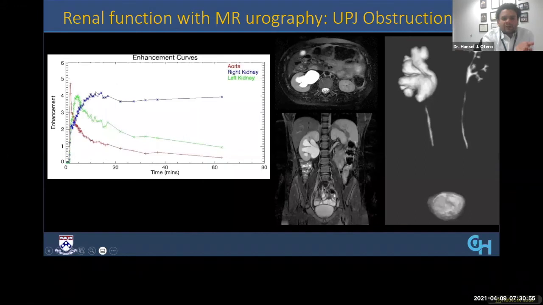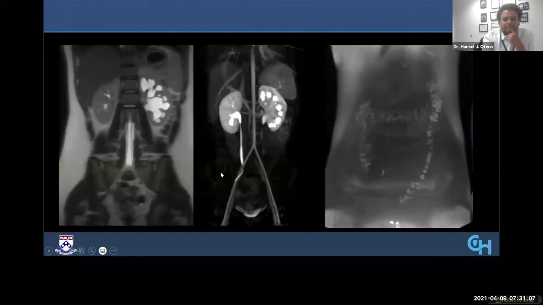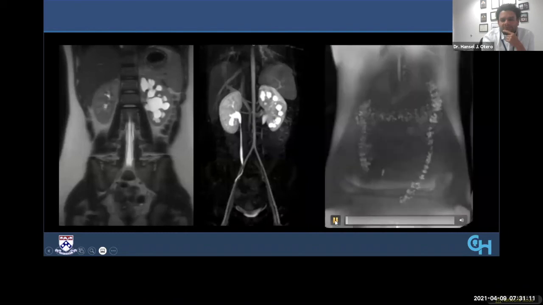One of the kidneys is going to have contrast going through and never draining, while the normal kidney, in this case the left, takes all that contrast but then rapidly excretes it. That is to differentiate from this one.